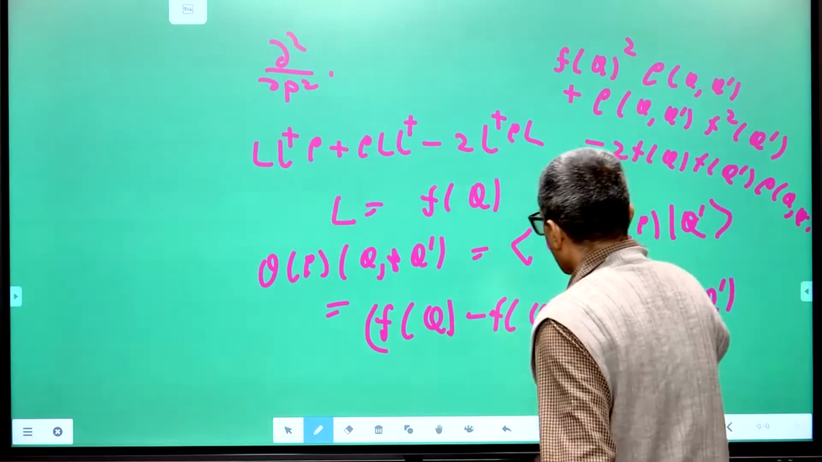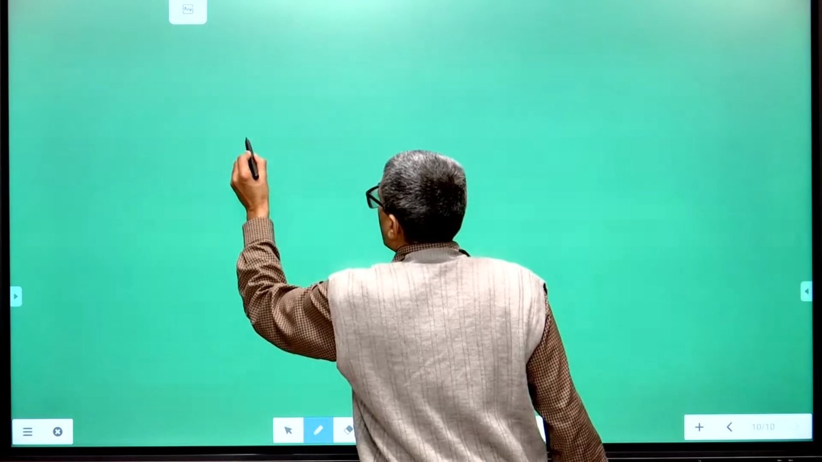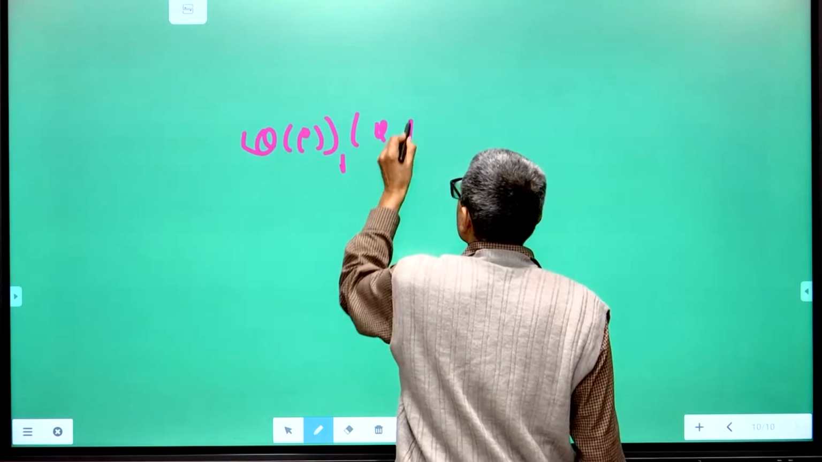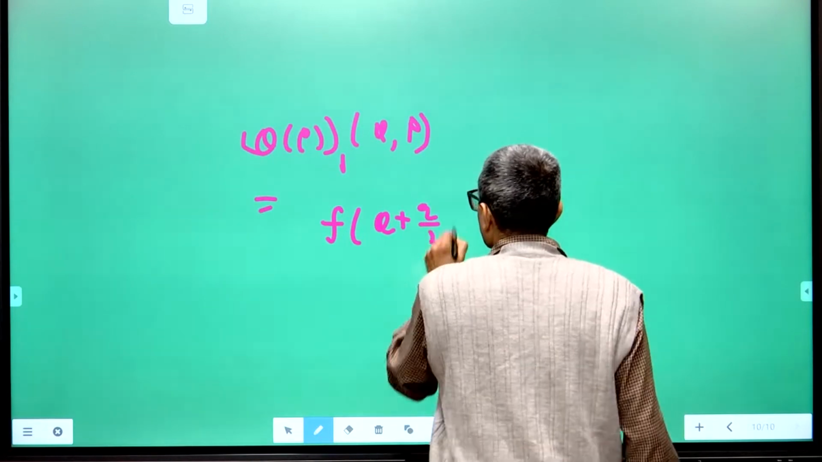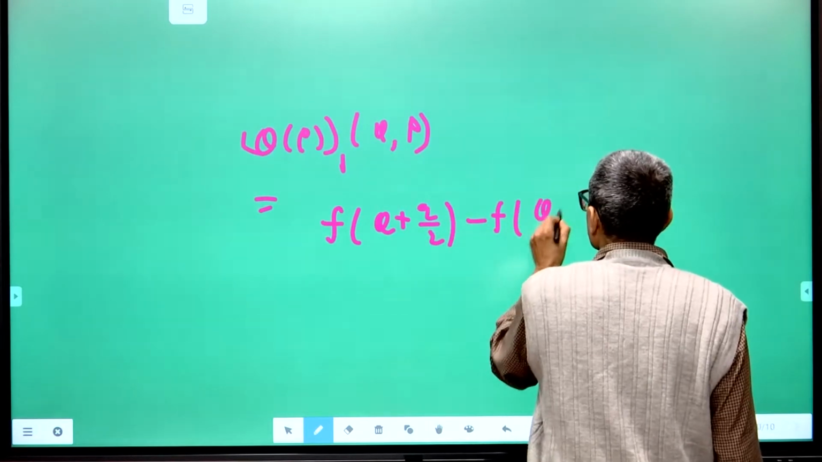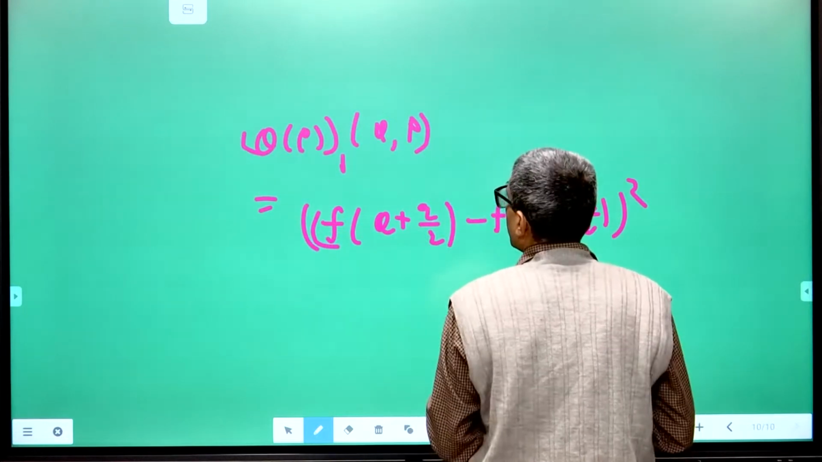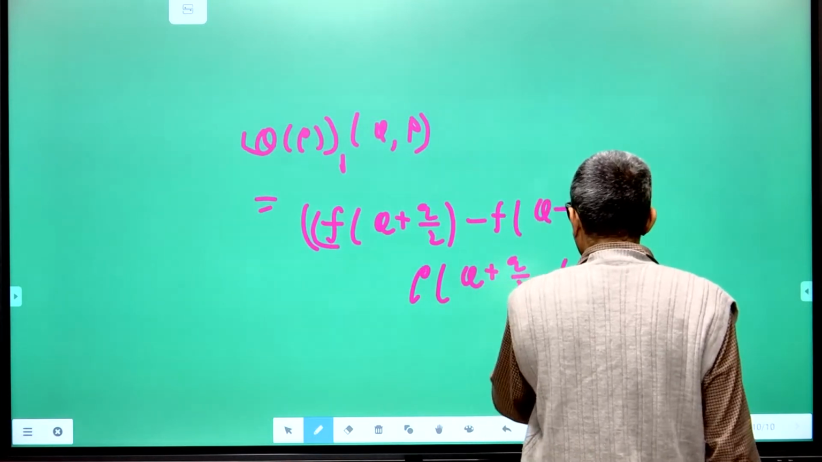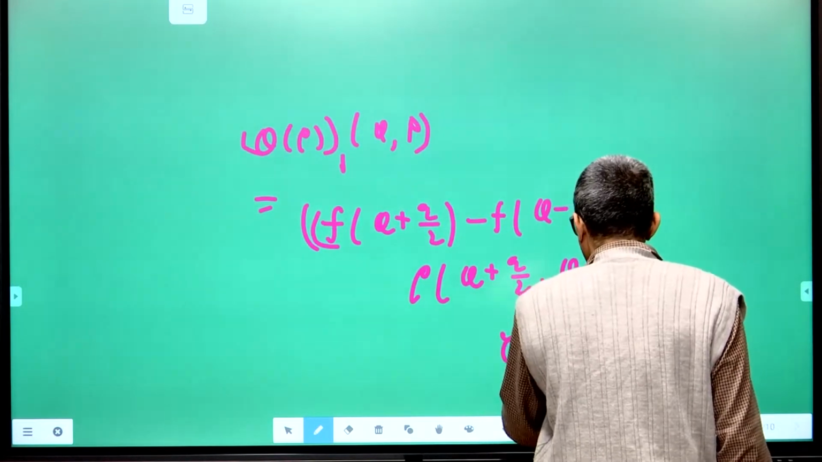Now you take the Wigner transform of this, the Wigner-Ville distribution corresponding to this. What do you get? You get Θ of ρ1 at (q, p), which is equal to the integral of (f(q plus q'/2) minus f(q minus q'/2)) square multiplied by ρ(q plus q'/2, q minus q'/2), then e to the power i p q'/ħ dq'.